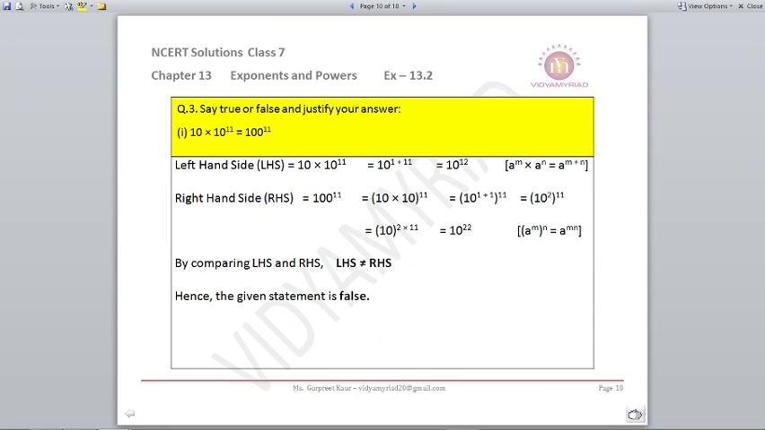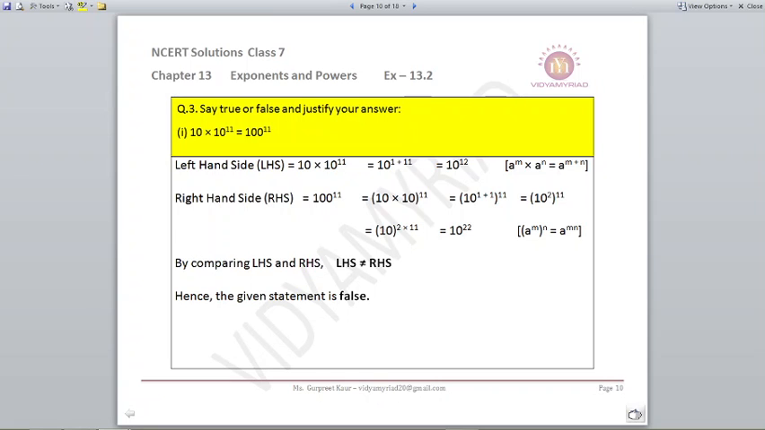Say true or false and justify your answer. 10 multiplied by 10 raised to power 11 is equal to 100 raised to power 11. Now in this case, we will solve the left hand side and right hand side. If both come equal, then it is true. If both are not equal, then it is false. So 10 into 10 raised to power 11 means we will add the powers, which means 10 raised to power 1 plus 11 gives you 10 raised to power 12.